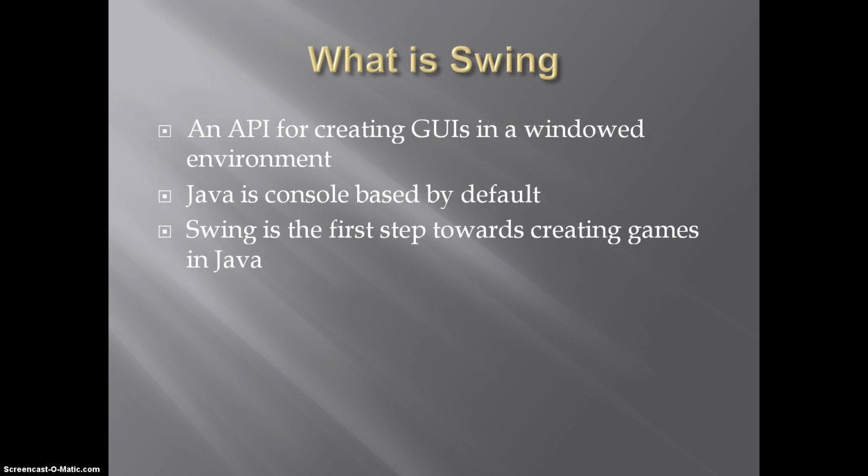So basically, Swing is a library of code used for creating windowed programs in Java, which is console-based by default. Now, in future tutorials, I'll be exploring how to create actual games in Java, but for now, all you need to know is that Swing sets up the framework upon which we'll be building our games.